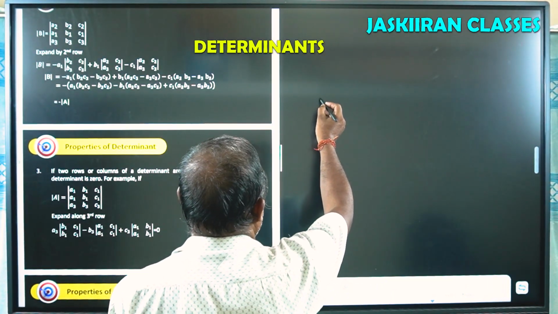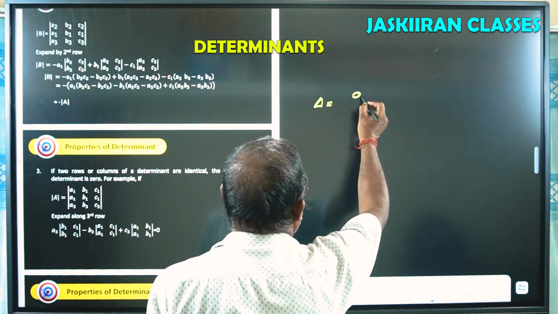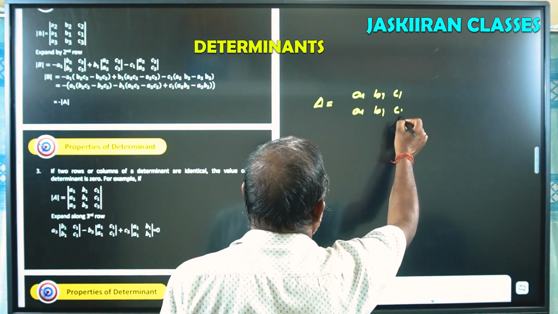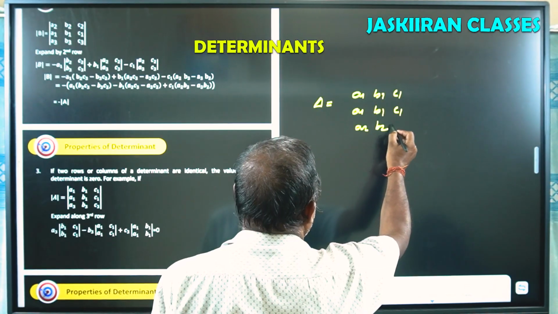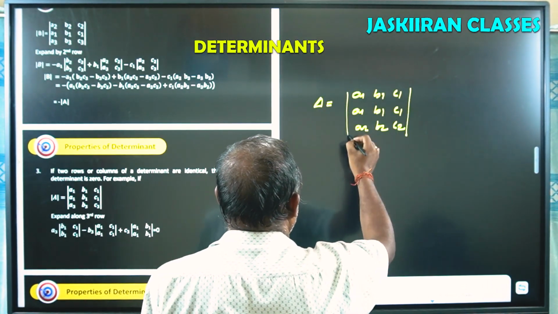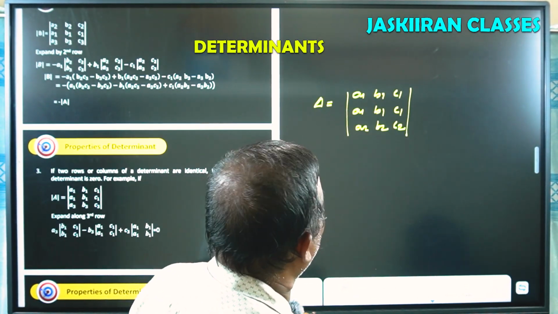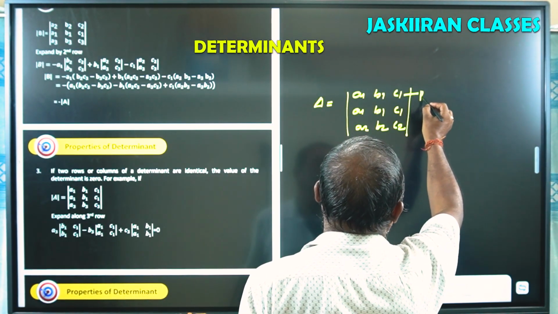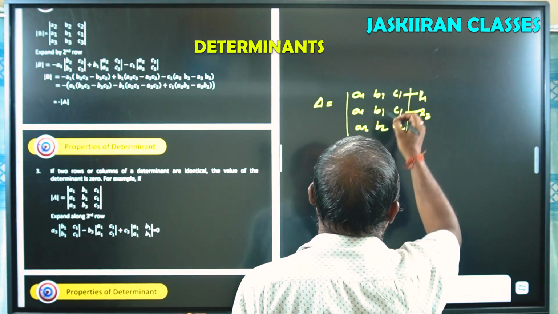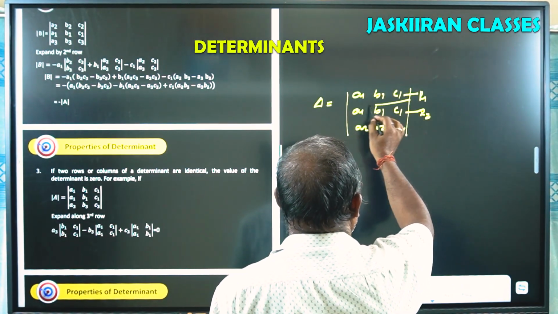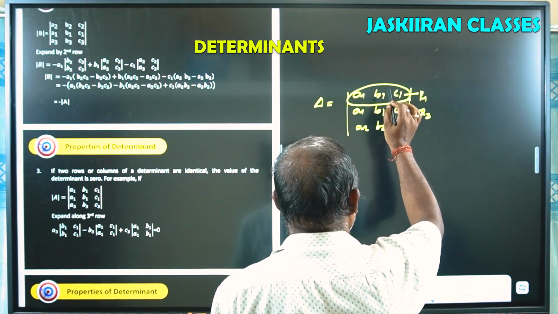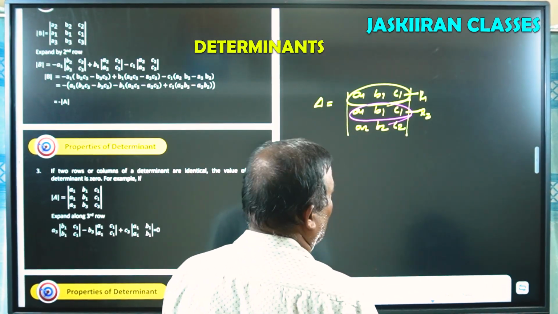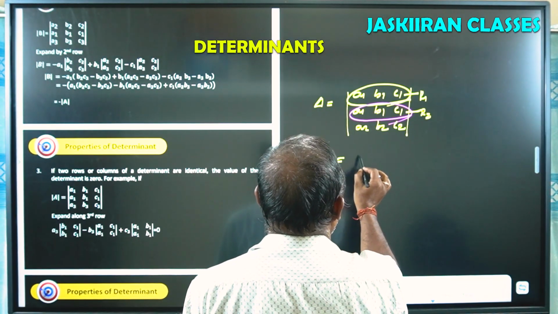Suppose then it equals A1 B1 C1, A1 B1 C1 and A2 B2 C2. Well, in the given third order determinant, we see that R1 and R2 are identical. Identical means R1 has the same elements as R2. That is called identical. The value of the determinant is 0.